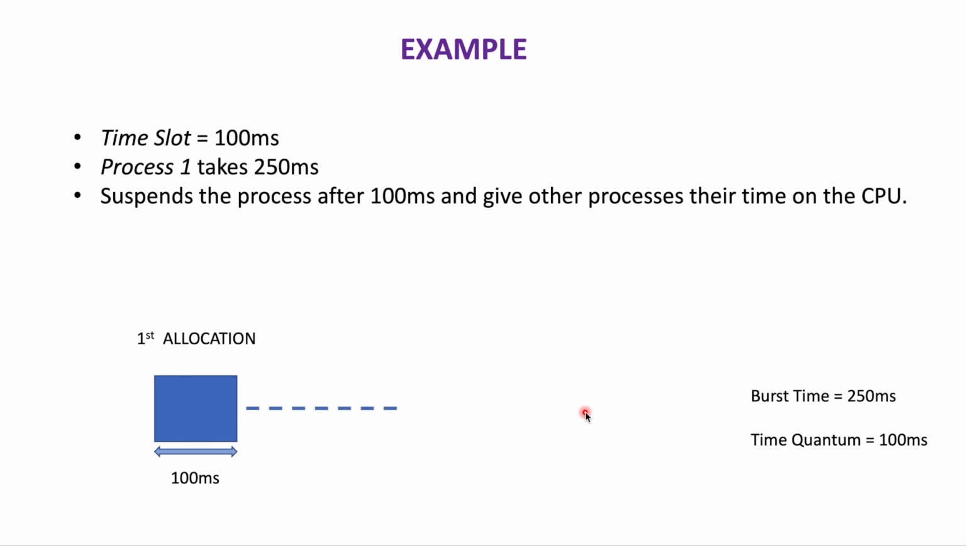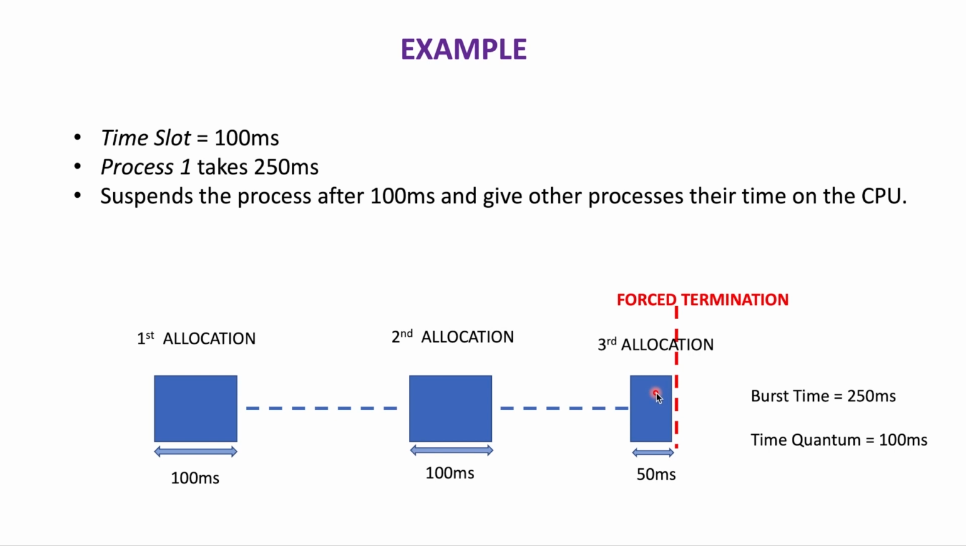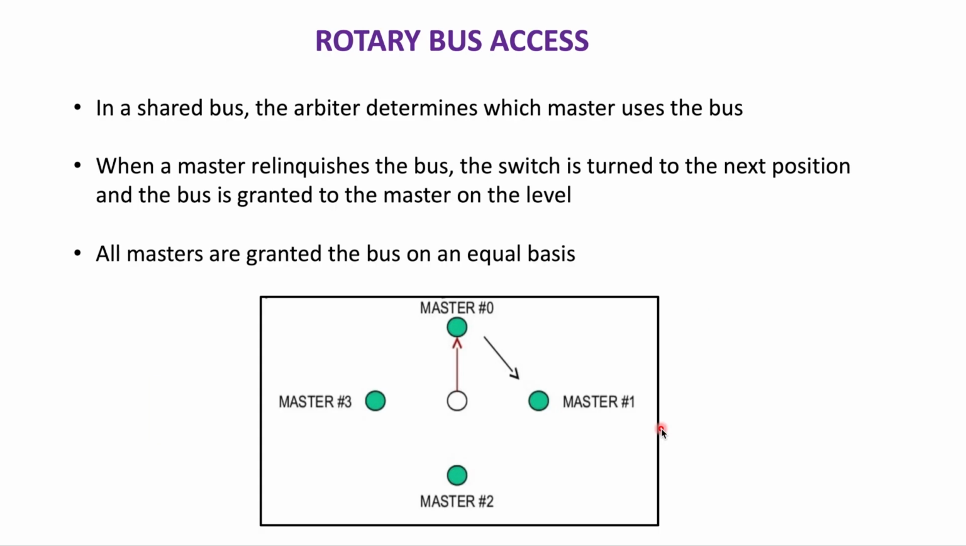Then subsequent processes in the circular queue run in round robin fashion, that is P2, P3, P4, P5 and P6. Again, the second allocation would happen for another time slot of 100 milliseconds. And during the next allocation, the forced termination would happen after 50 milliseconds. So why waste the leftover time slot if your process is complete? As you could see, the time slot was 100 milliseconds, but the process execution terminated after 50 milliseconds itself.